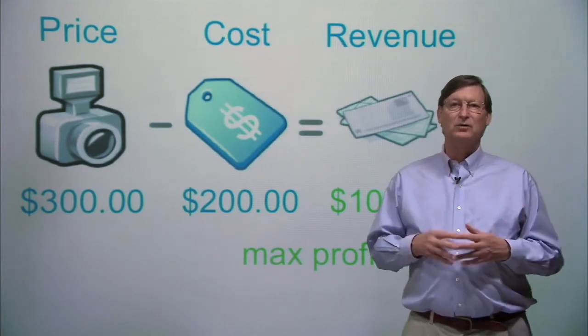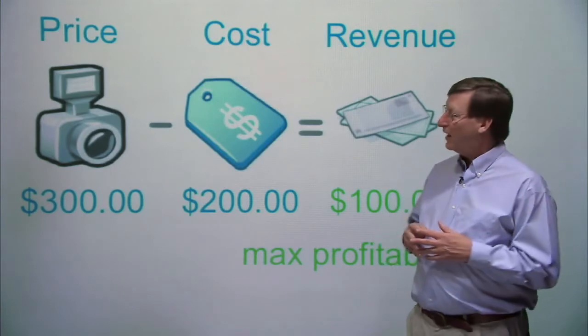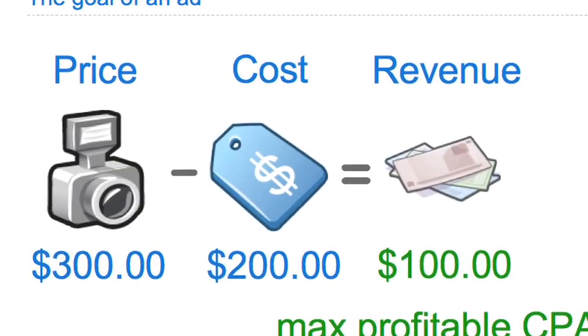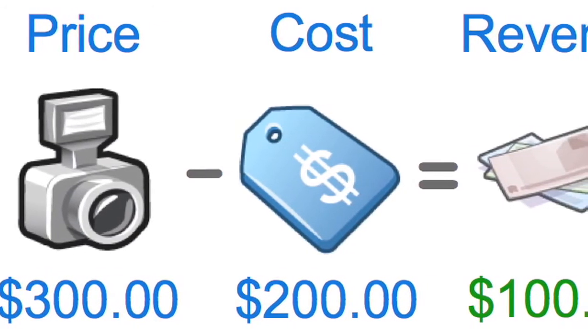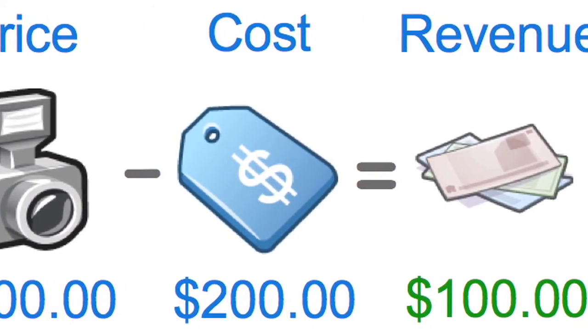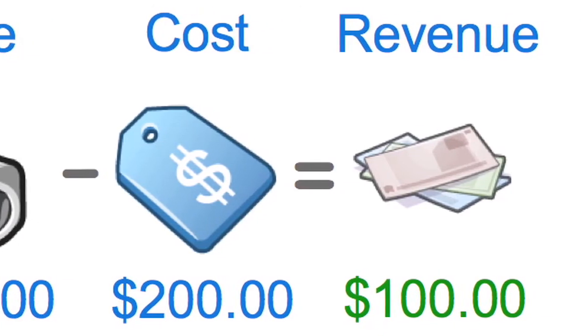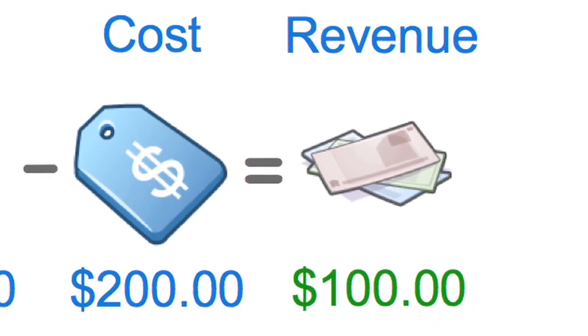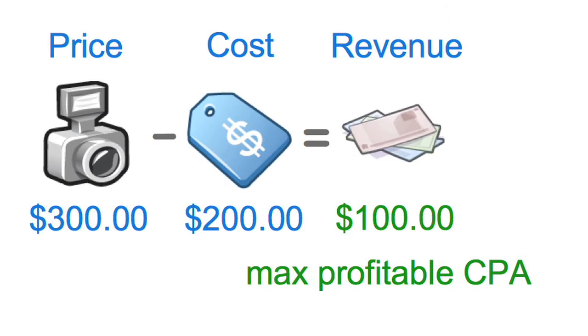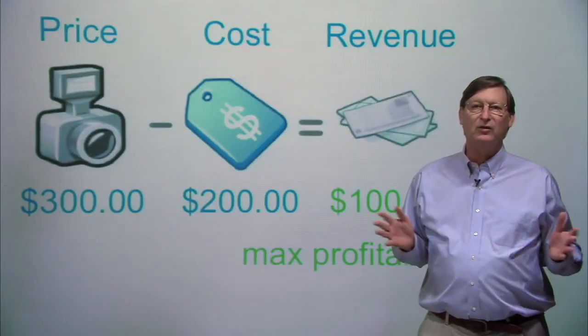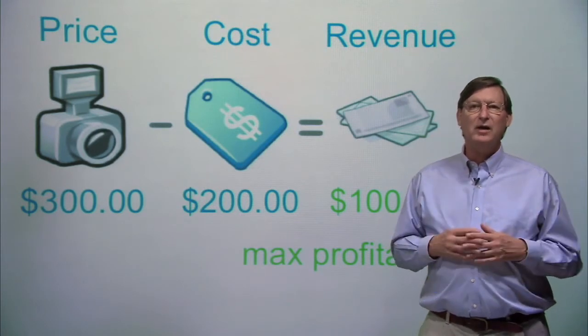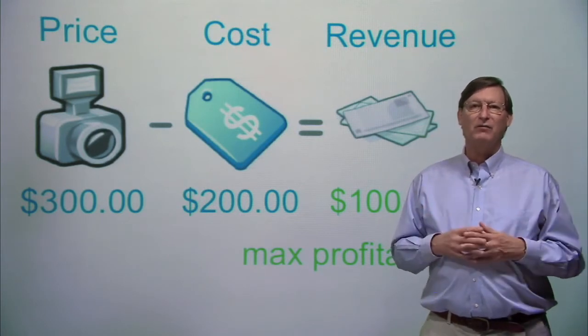For example, you may sell a digital camera on your site for $300. Let's assume that each camera has an additional wholesale cost of $200 to you. Therefore, a conversion for a user who buys a camera on your site generates $100 worth of revenue for you. This is the price the user paid, $300, less the cost to you, $200. That $100 is your maximum profitable cost per acquisition, or CPA. You can pay up to $100 for each conversion and still make a profit on the sale.